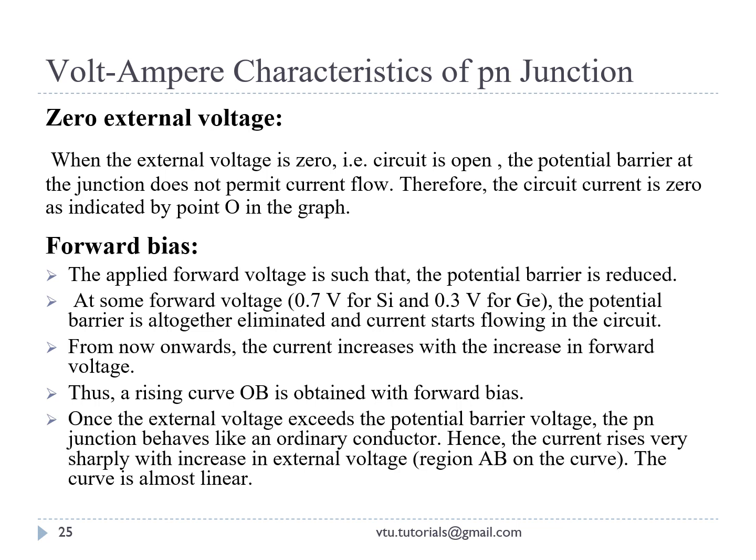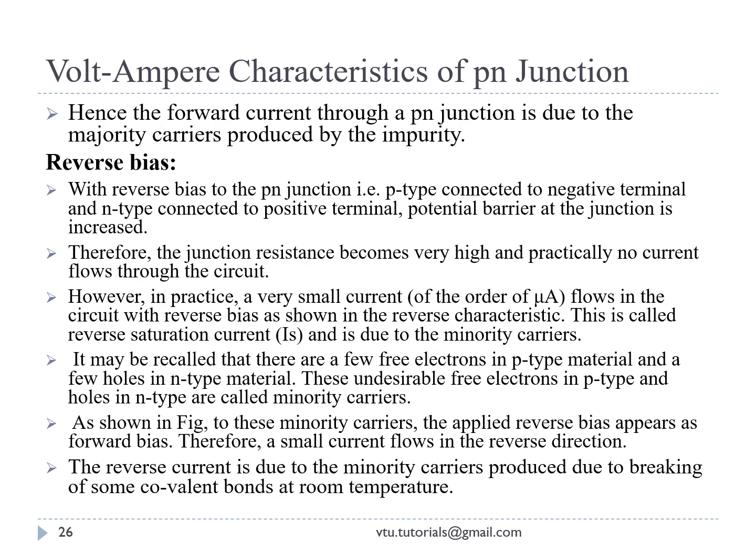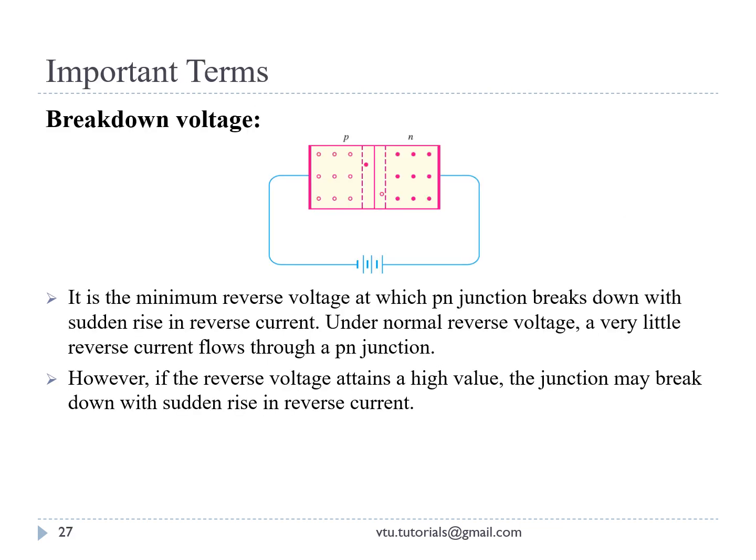Those are the points about the forward curve and the reverse biased curve. In the VI characteristics curve, I pointed out two points: one is the knee voltage and the other is the breakdown voltage. So now let's see what the knee voltage and breakdown voltage are. First, we go with the breakdown voltage.